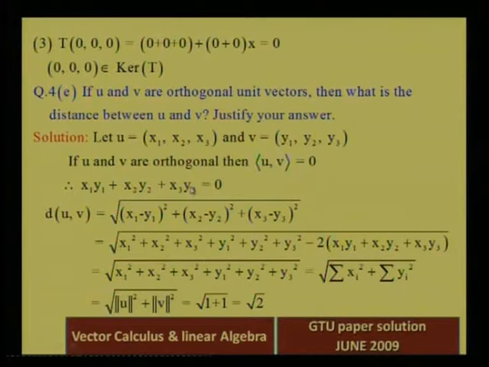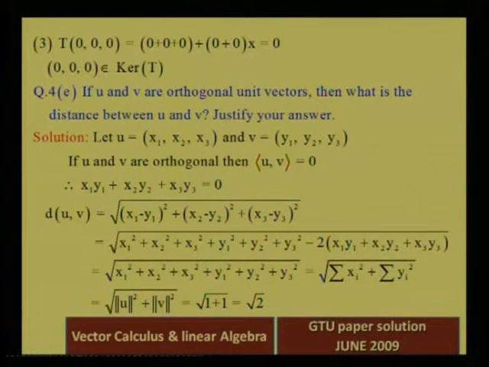So the Euclidean inner product of u, v, how we define? Just simply dot product, that is x1 y1 plus x2 y2 plus x3 y3, right? And because inner product of u, v is equal to 0, we have x1 y1 plus x2 y2 plus x3 y3 is equal to 0. Now distance of u, v, how we define distance from one vector to another vector?